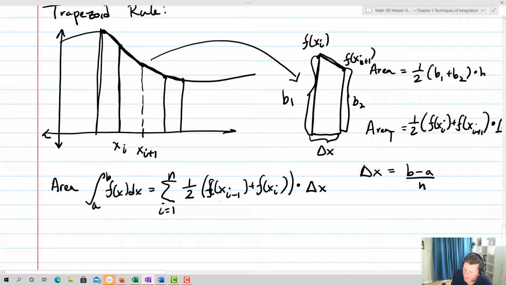This f of xi minus 1 and f of xi is the same principle. Generally we're going to start at x0 and x1 rather than at x1 and x2. That's why we use f of xi minus 1 and f of xi, so we can start our summation at 1. It's just a mathematical thing from the perspective of actually doing this calculation. It works exactly the same way.